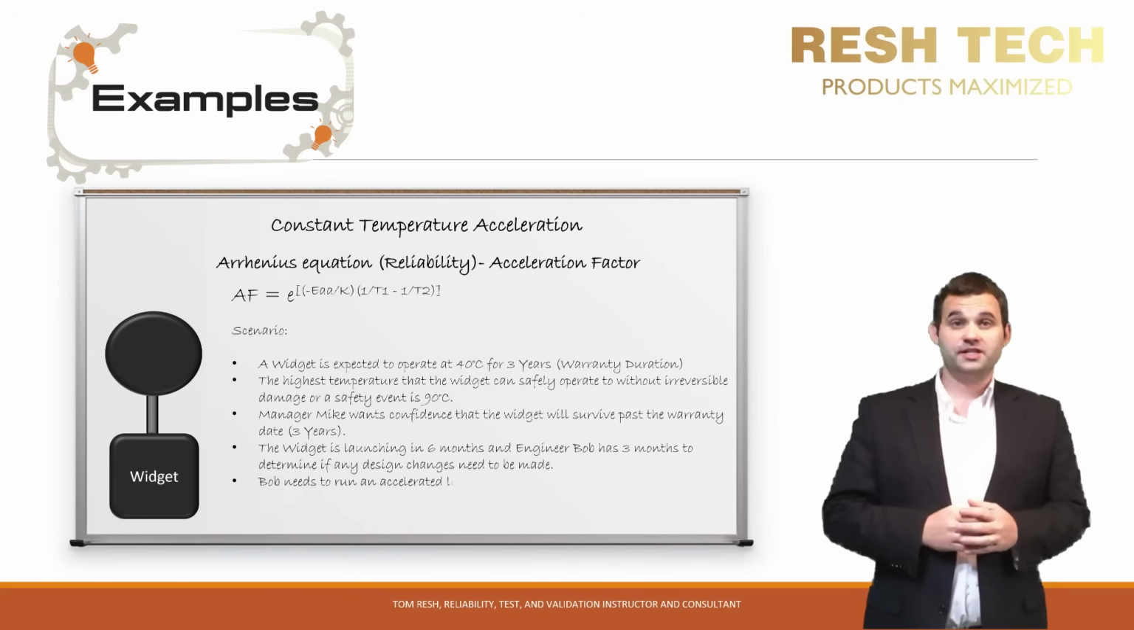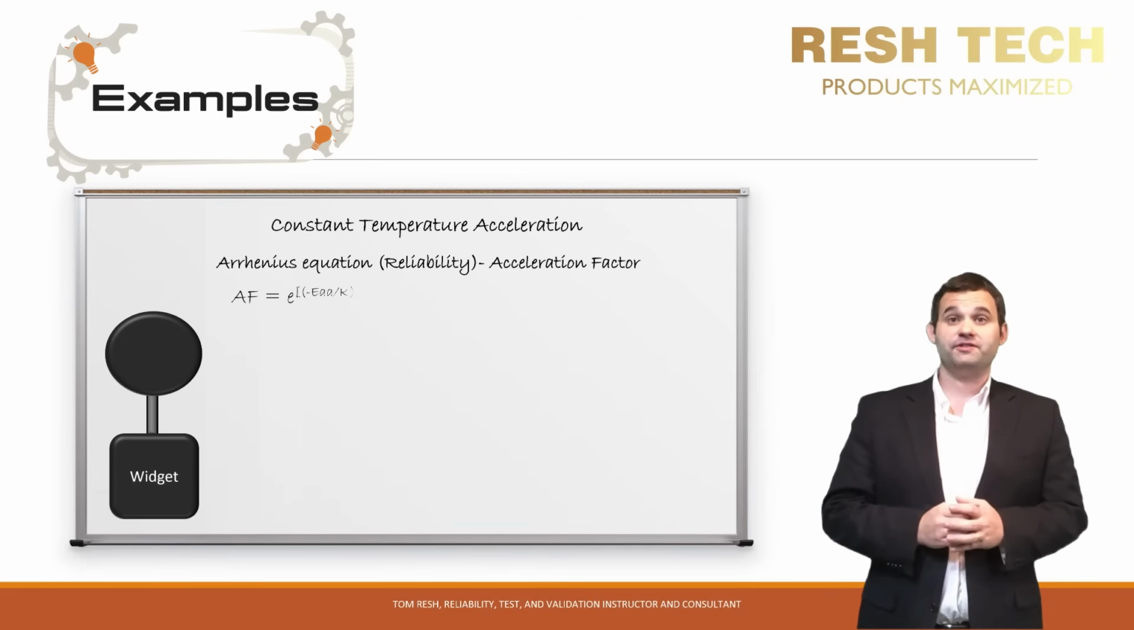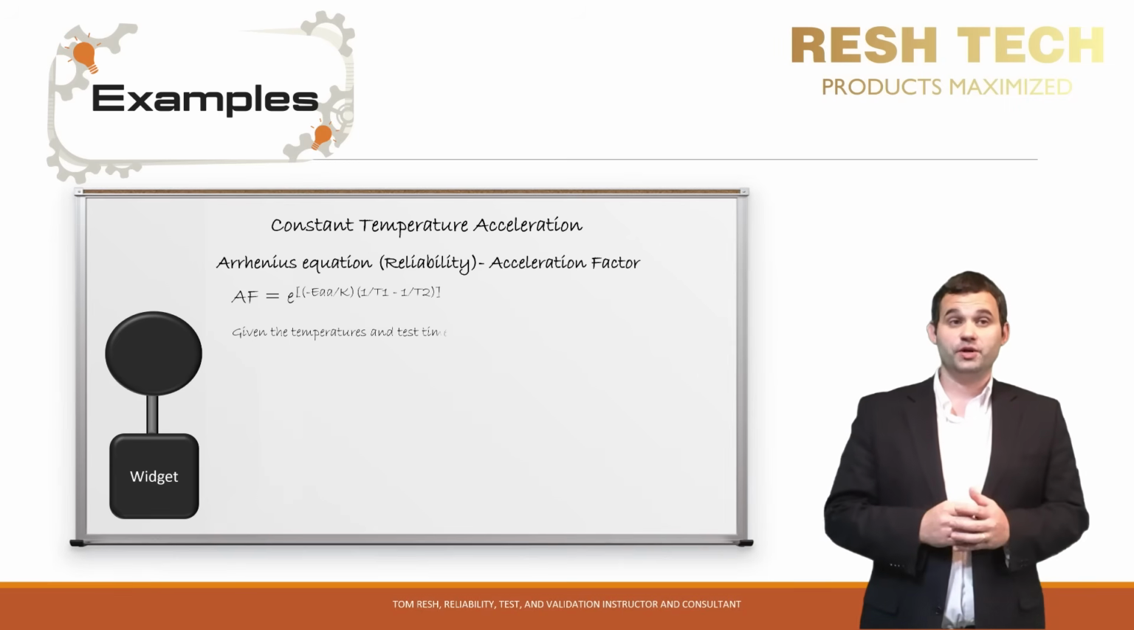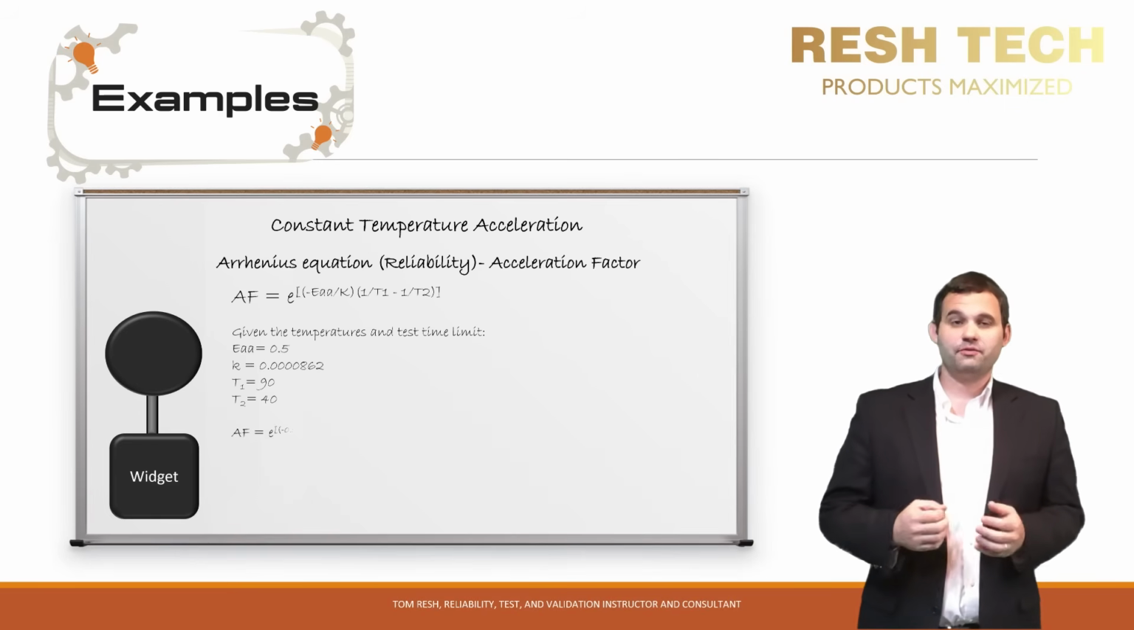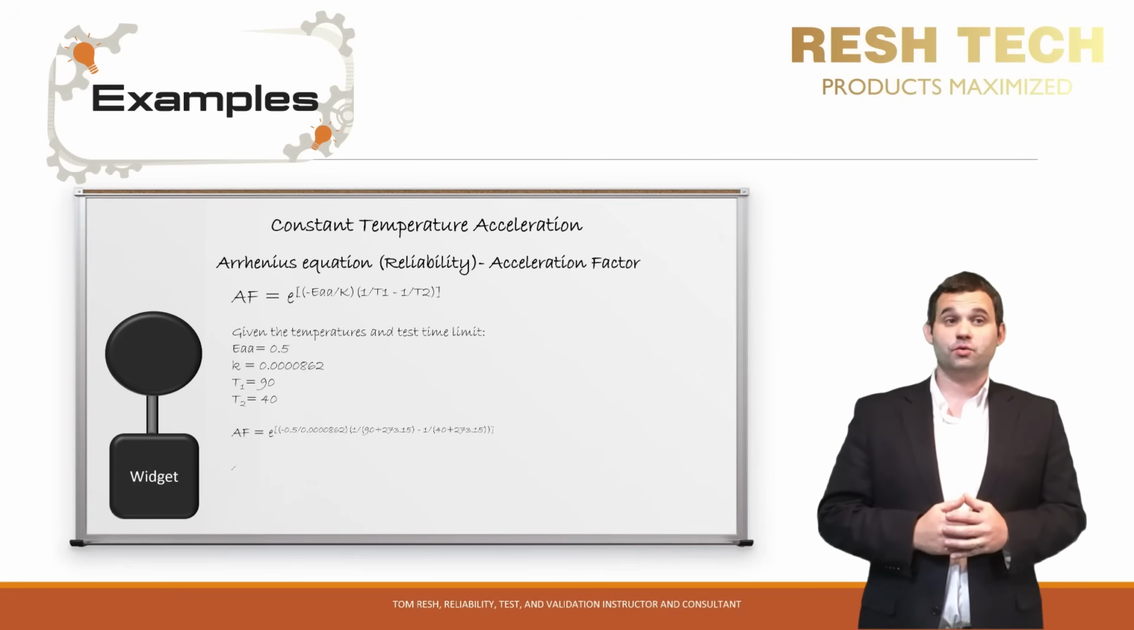The widget is launching in 6 months, and Engineer Bob has 3 months to determine if any design changes need to be made to the widget design. Bob needs to run an accelerated life test in 3 months that will predict 3 years of thermal stress on the widget. Looks like a tough situation for Engineer Bob, huh? Well, not really. This is pretty easy to accomplish by using the handy-dandy Arrhenius equation.